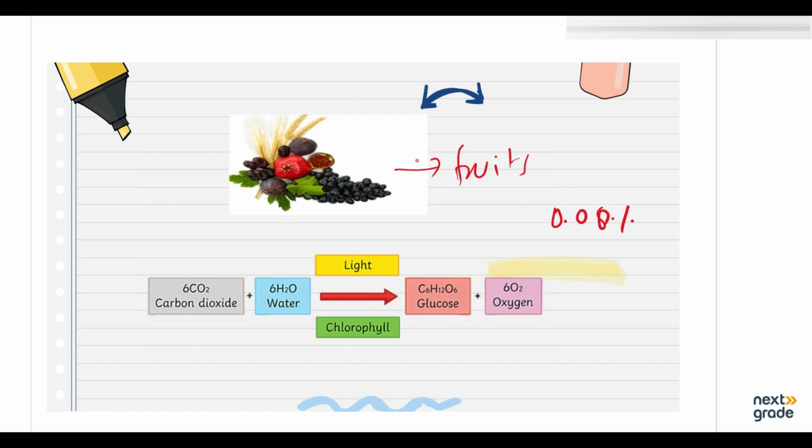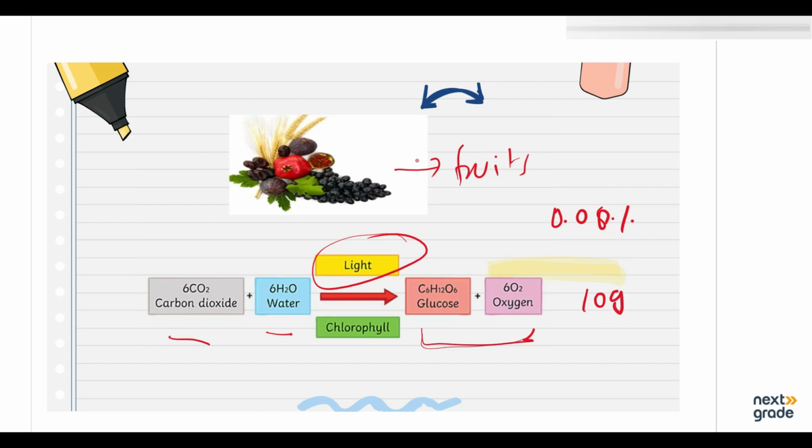Glucose is naturally produced in green plants, which take carbon dioxide from the air and water from the soil to synthesize glucose, right? As you can see in this reaction, carbon dioxide plus water in the presence of light and chlorophyll gives you glucose plus oxygen. The energy consumed in this process is provided by sunlight, which is why this process is called photosynthesis. For the synthesis of 10 gram of glucose, 717.6 kilocalorie of solar energy is required.